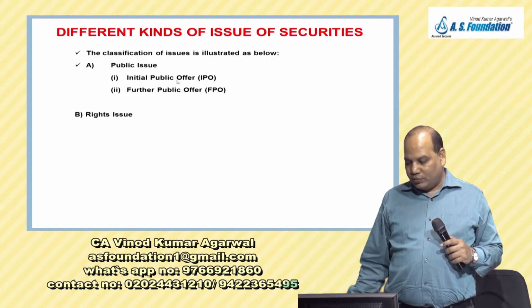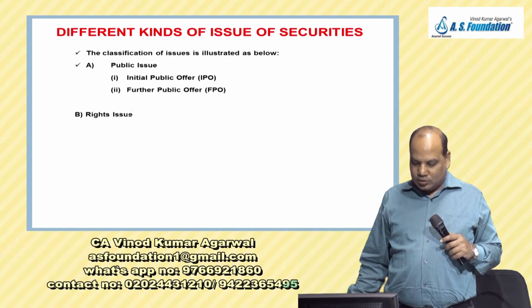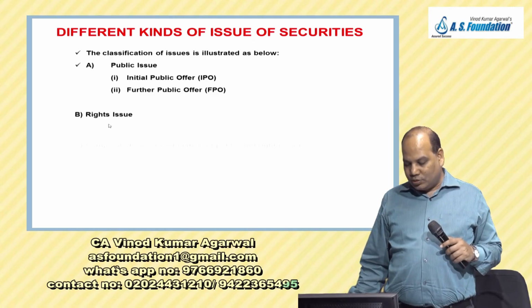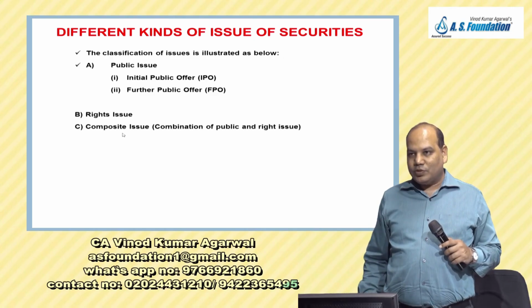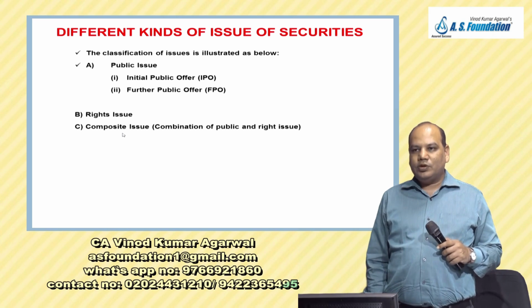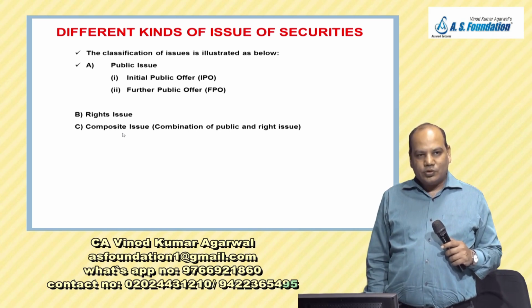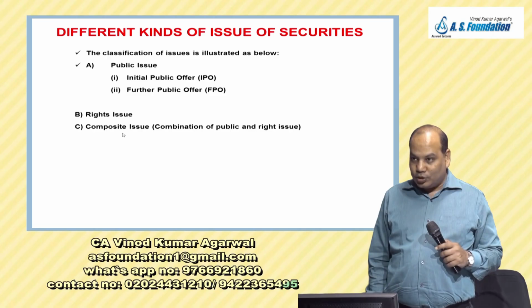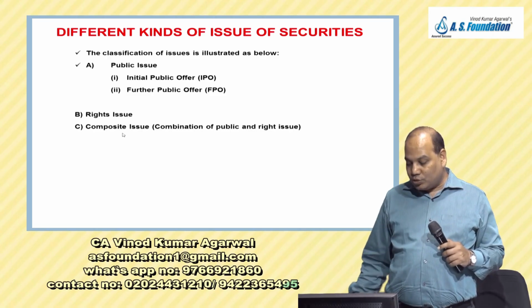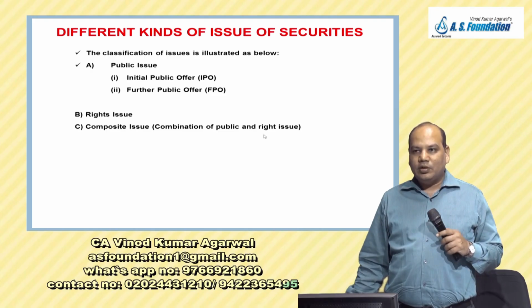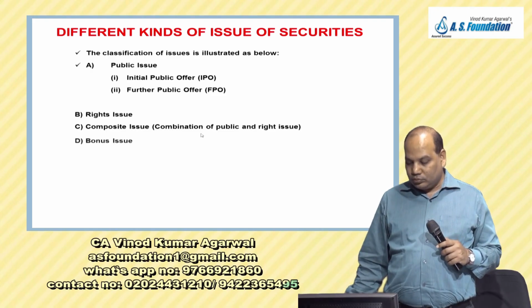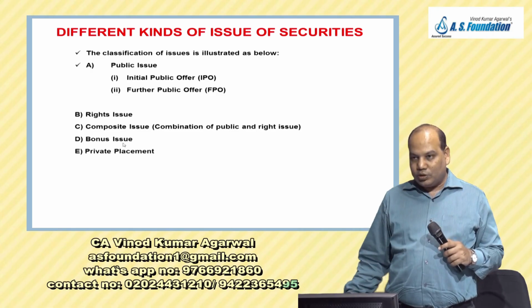offer, where public and right issue both are launched together. And then, as you know, in your inter syllabus also you have studied right issue, shares offered to existing shareholders but at a price, not free. Composite issue means simultaneously they go with public and right issue. Bonus issue, without any cost, shareholders get the shares.